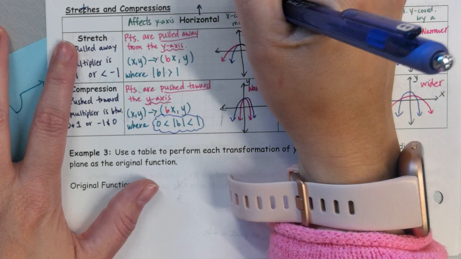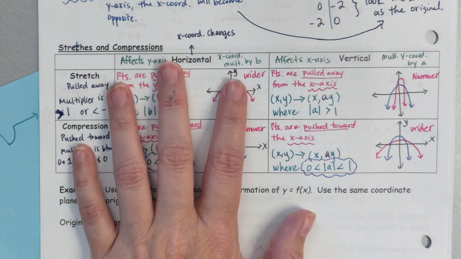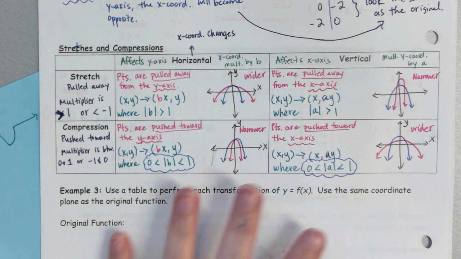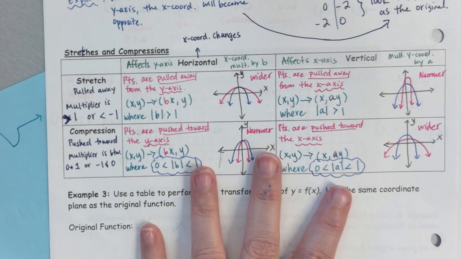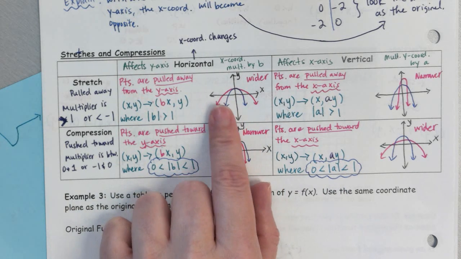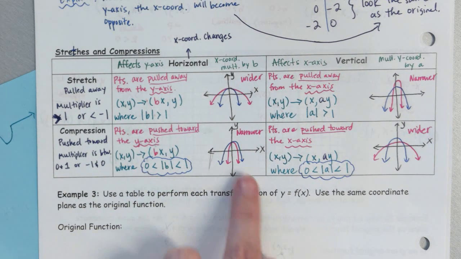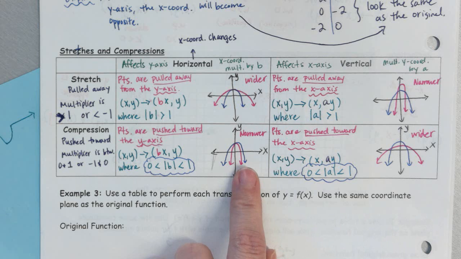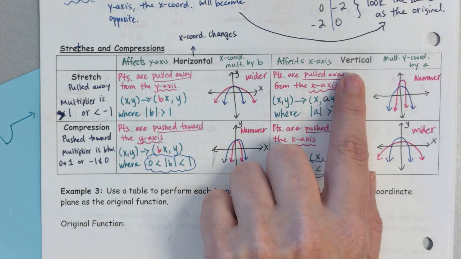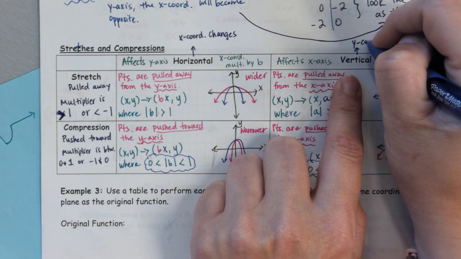that changes. So will you guys add that to the top of yours for me? Oh, sorry. Can't see that. The x-coordinate changes. And because the x-coordinate changes, that is what produces that wider graph. Okay, if it's a stretch. If it is a compression, then it's going to be narrower. If it is vertical, then the y-coordinate changes.